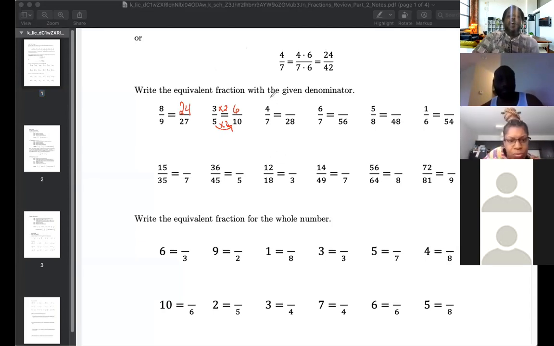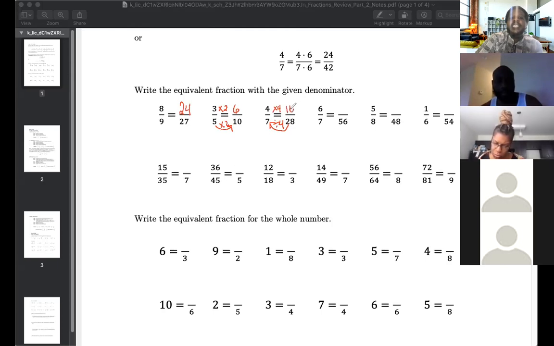All right. Now I have 4, 7s and I have 28. How do I get from 28 to 7? What do I have to do to 28 to make it 7? I have to divide by 4, right? Okay, so that means that 7 times 4 is 28. So what's 4 times 4?